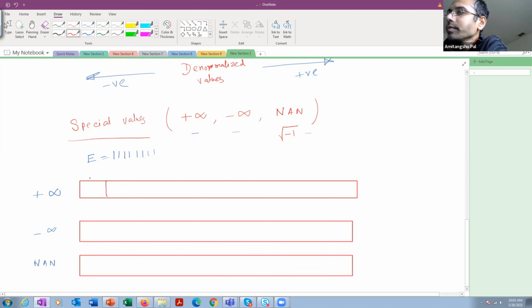So the first bit is the sign bit, the next 8 bits are exponent, and the remaining 23 bits are mantissa. As all these three cases are representing special values, that means the exponent bits are going to be all ones. All ones.